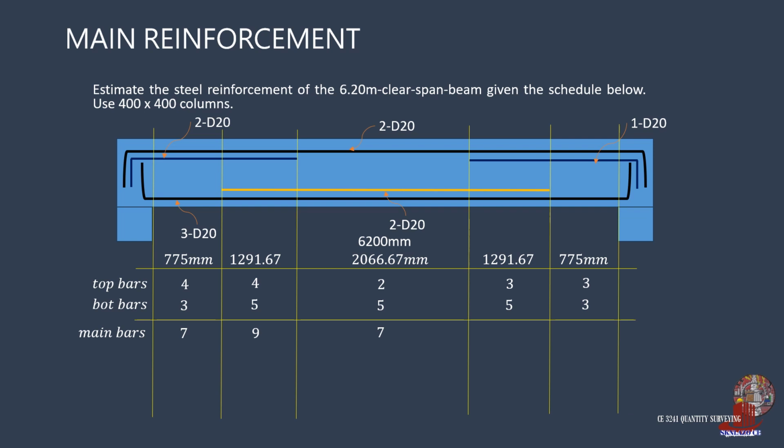Then the span after has 3 top and 5 bottom, which account to 8. The last span has 3 on both top and bottom, resulting to 6 rebars.